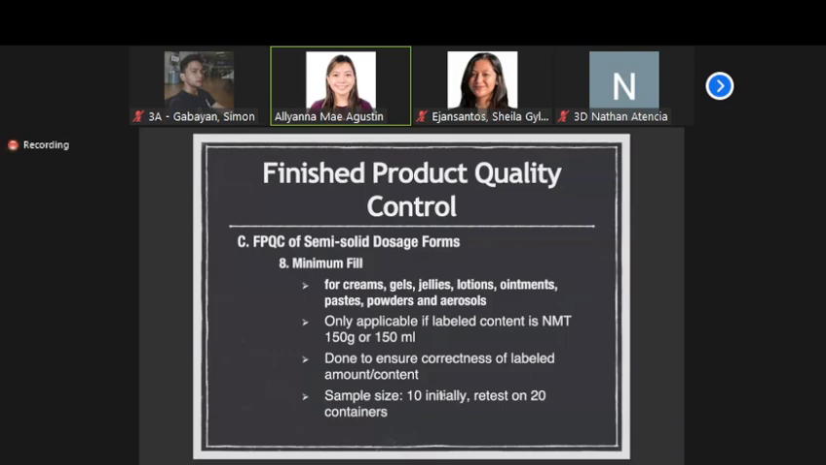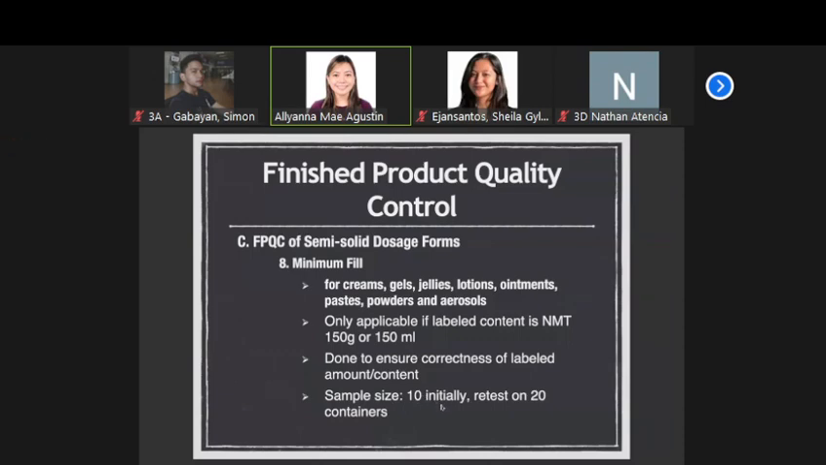For creams, gels, jellies, lotions, ointments, pastes, powders, and aerosol. No? So for correctness of labeled amount or content. Para din true to the label ang ating content. So sample size, we test 10 initially and then retest on 20 containers.